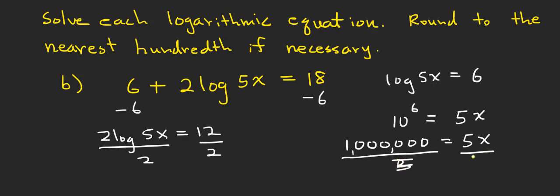You got to divide both sides by 5. You end up getting 200,000. And that is your x. And if you want to check your answer, you want to plug that into the x over here and see if they're both equal to 18.